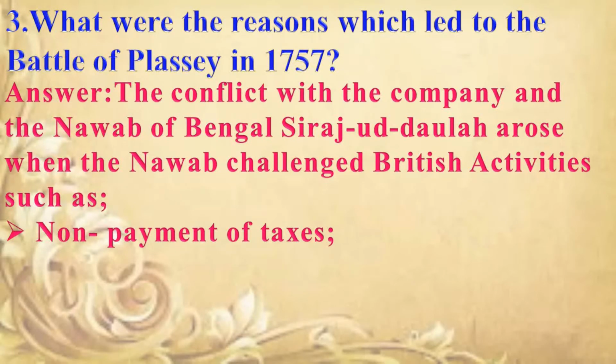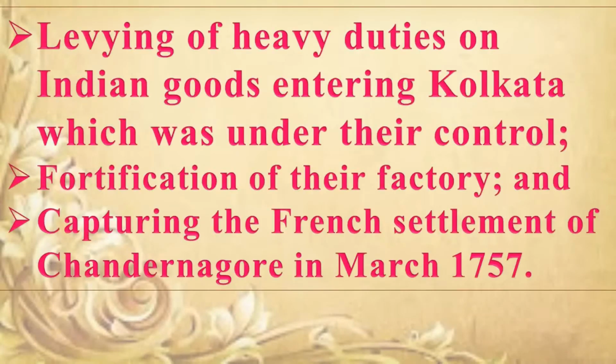British activities such as non-payment of taxes, levying of heavy duties on Indian goods entering Kolkata, which was under their control, fortification of their factory, and capturing the French settlement of Chandannagar in March 1757.